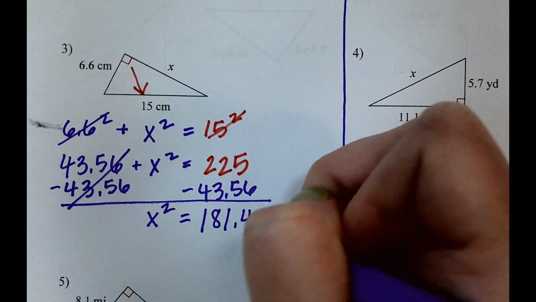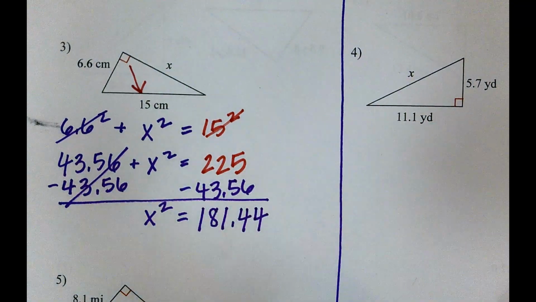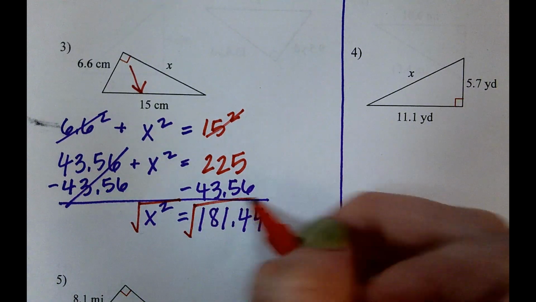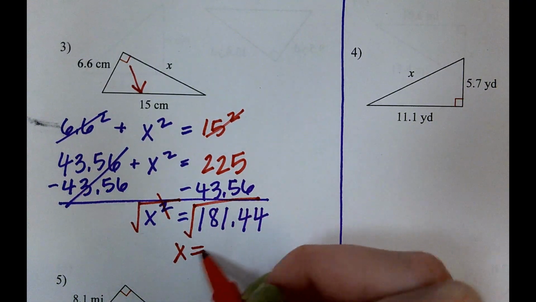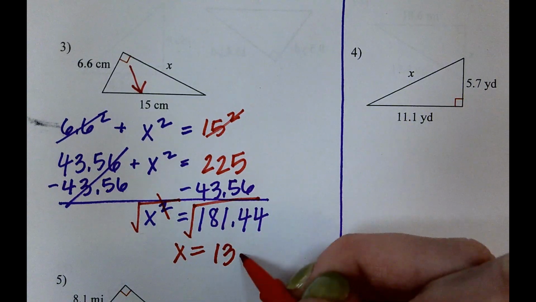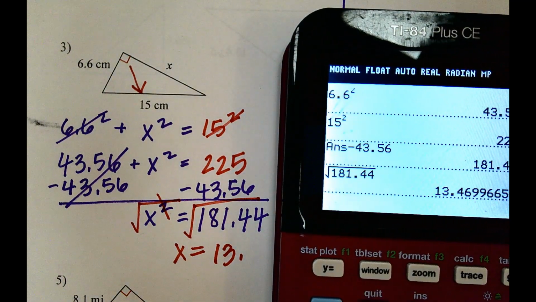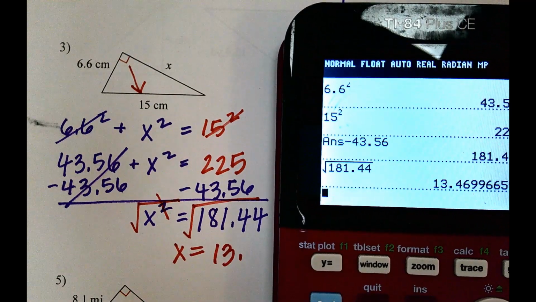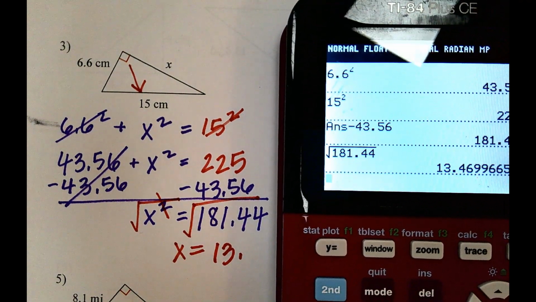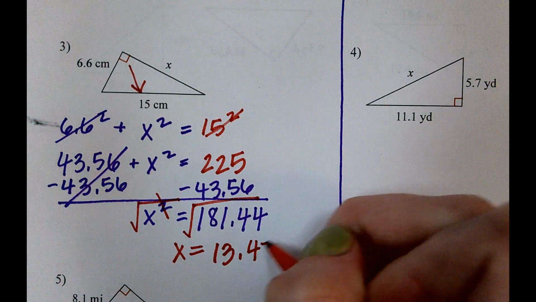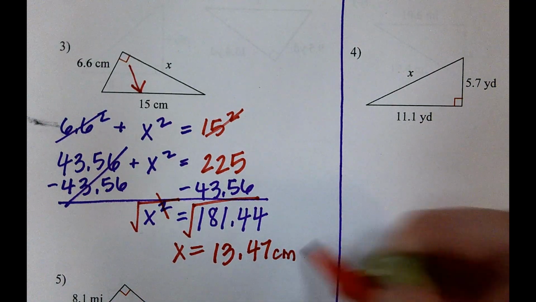It's 181.44. Perfect. That's what I got. Okay, last step. Square root both sides. Yeah. Yes. 13.5. Yes, 13.5. We got 13.5 centimeters. We got 13.4699. So if you were to do 2 decimal places and round up, we would do 13.47. 13.5 is perfectly fine. I would absolutely take that.